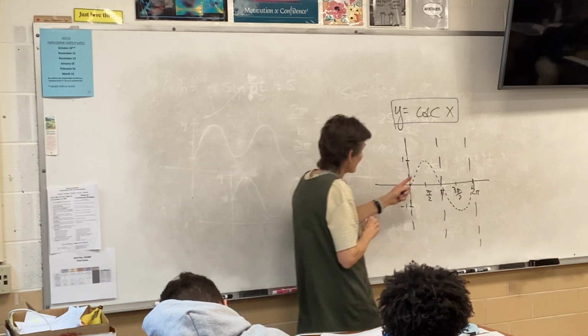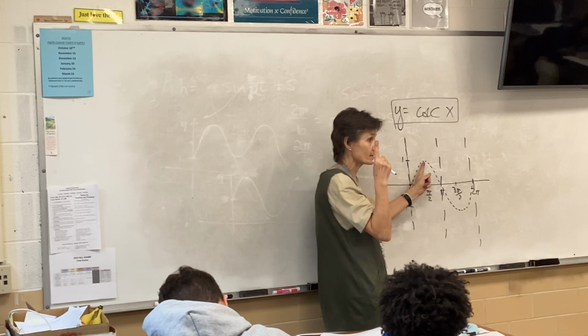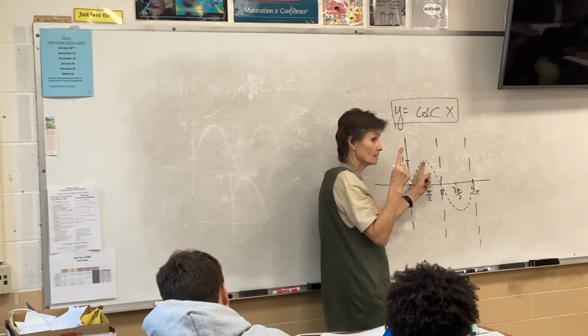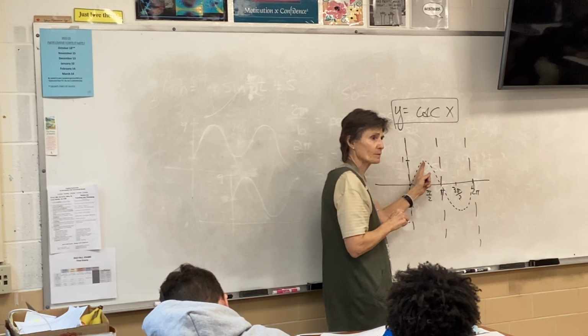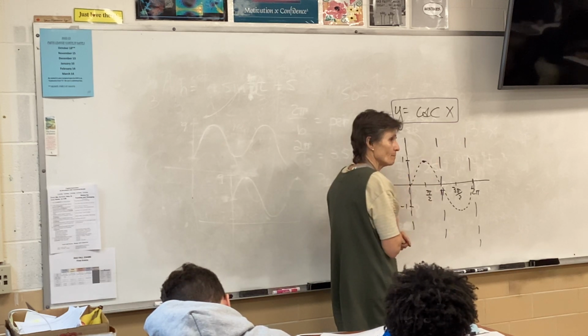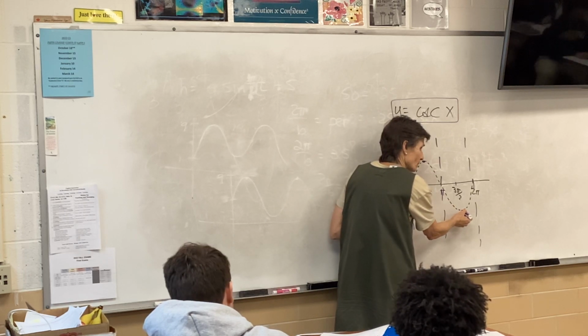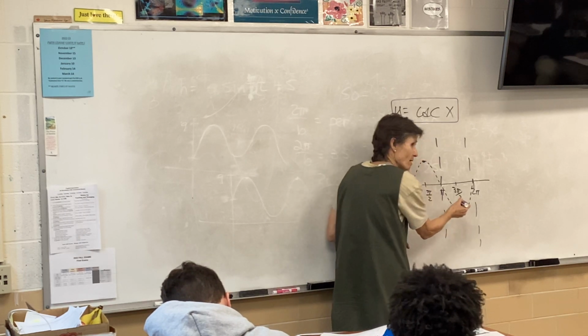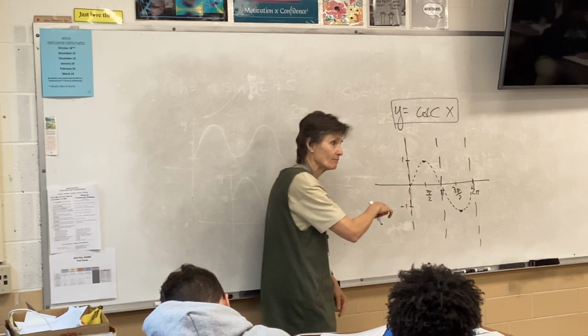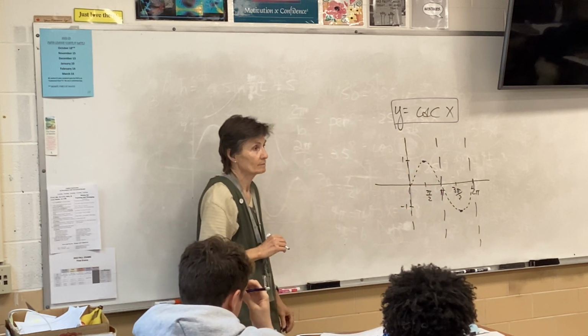Now, what's the value of the sine right here? The actual sine value here is 1. What's the reciprocal of 1? 1. So that point is right there. What about this one? Still there? Because that's -1, and 1 over -1 is still -1.